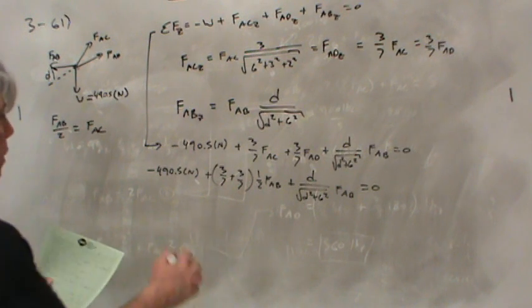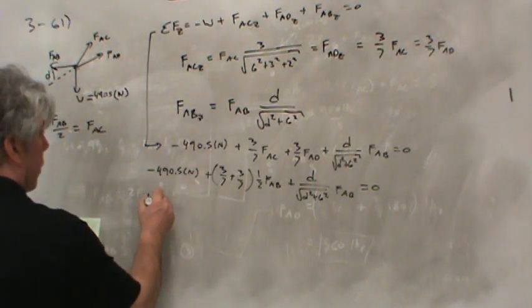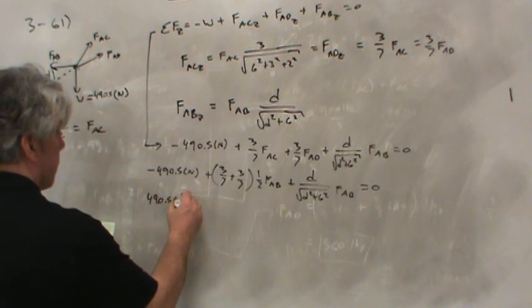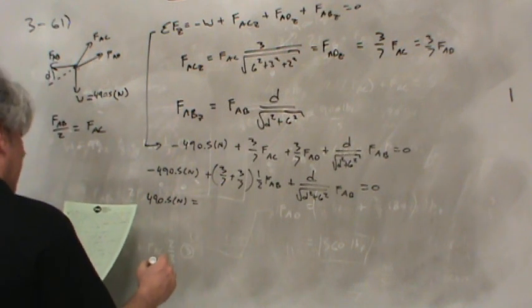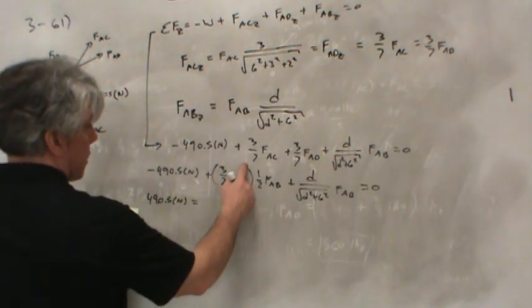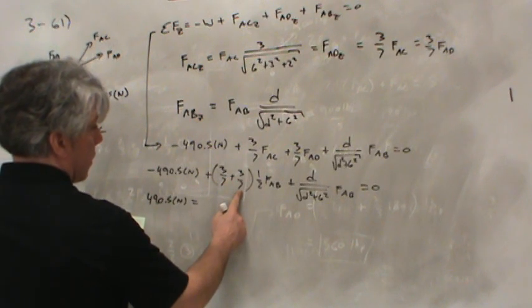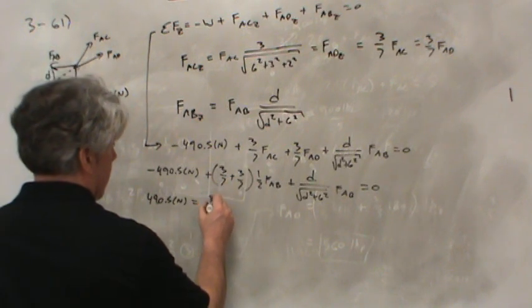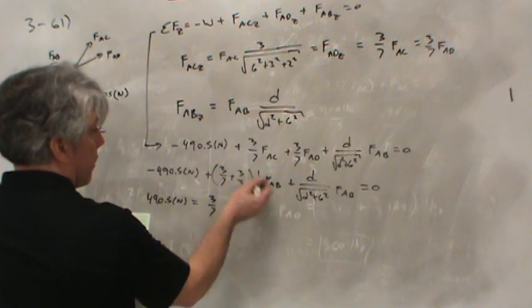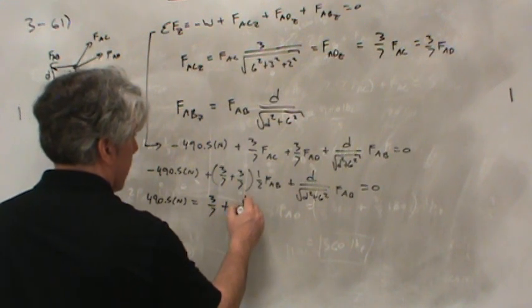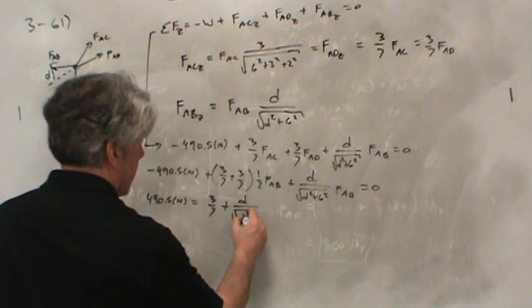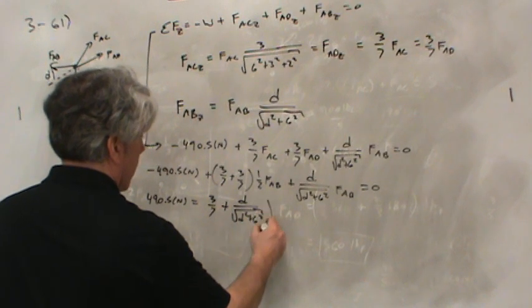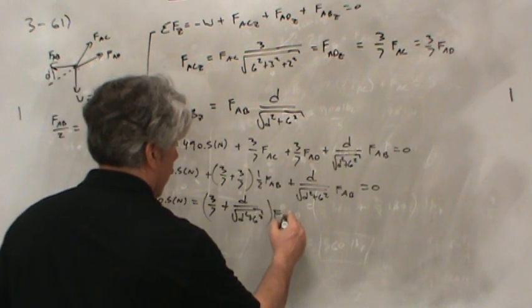Okay, so if we move this to the other side, 490.5 newtons equals, now let's see, we have 6/7 divided by 2 is 3/7, so that's all of this mess, plus D over root D squared plus 6 squared times FAB.